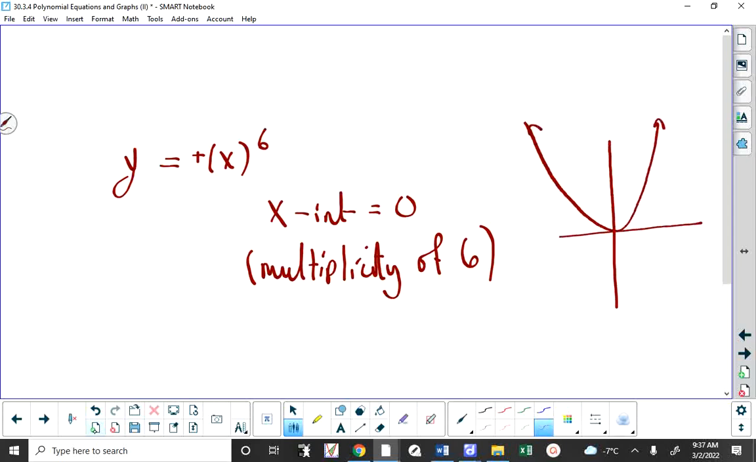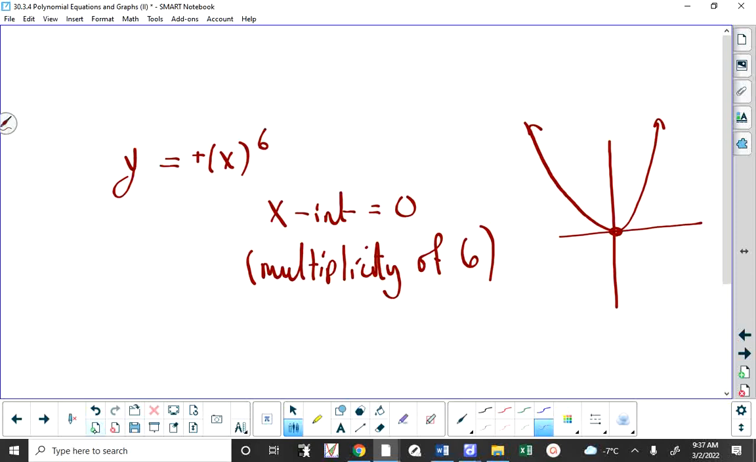Roughly, just based on what you know. Both arms have to be up because the leading coefficient is positive and it's an even polynomial. And there's only one x-intercept of 0. My graph is a little off kilter there, but there's only one x-intercept of 0. And it's an even multiplicity, so it has to be tangent.